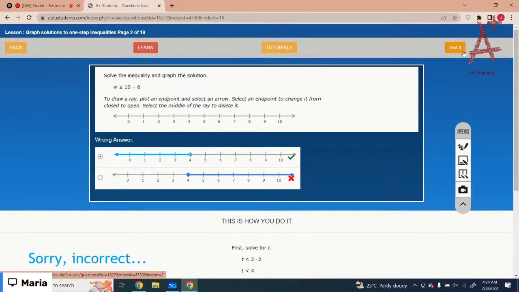Greater than or equal to 4. That is the second one, not the first one. This is the wrong option. Got it? The second one is the correct option.